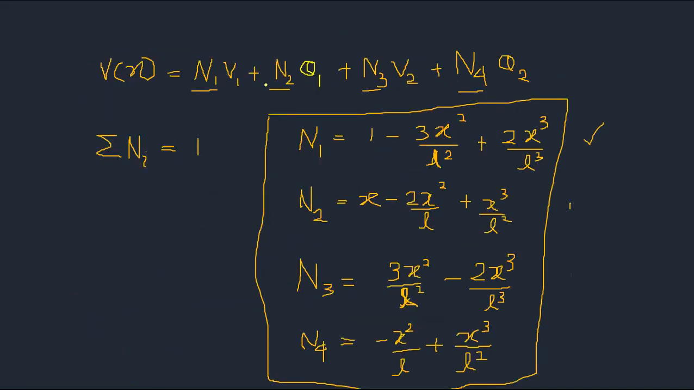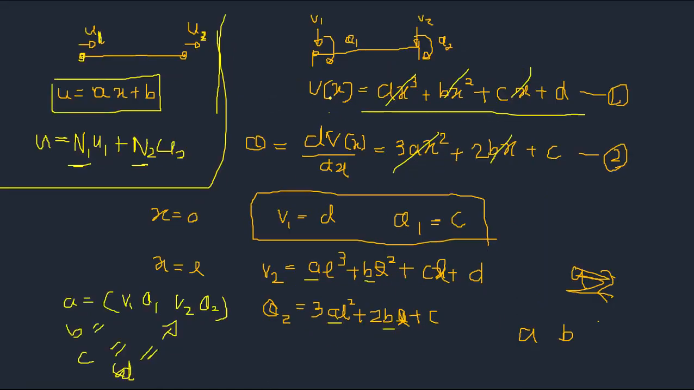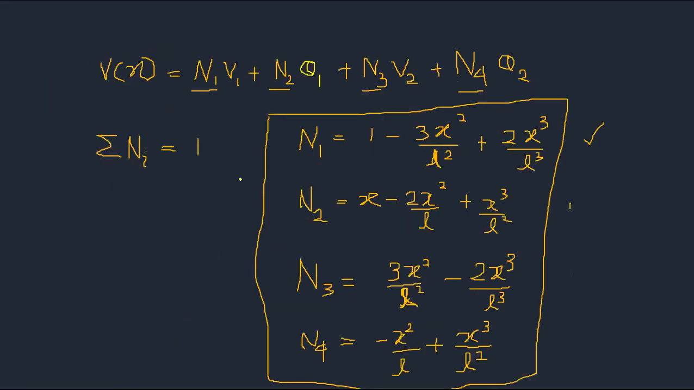So you can write it again like this. It's called N1 V1, N2 theta 1, N3 V2 and N4 theta 2, right? So we call these shape functions, as we defined earlier in the bar problem, same principle, same concept. So I'm not going to simplify that here. I have written these terms N1, N2, N3, and N4, right? So these are the shape functions to be derived.